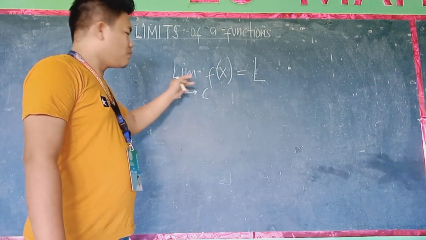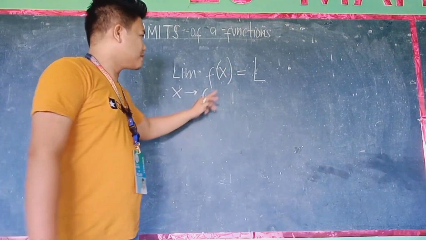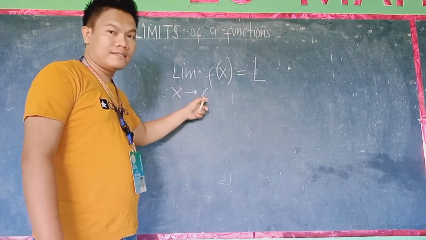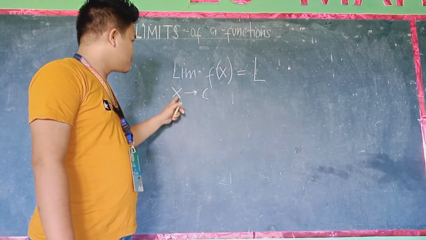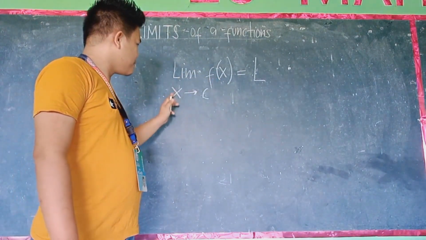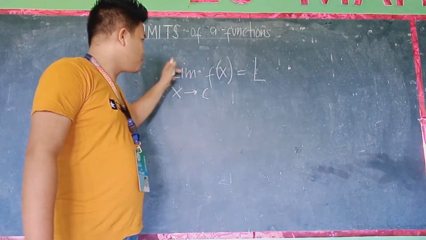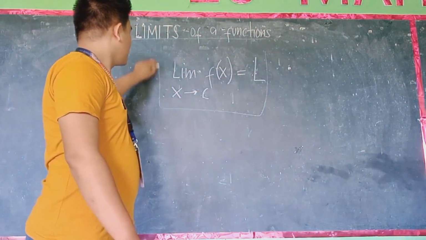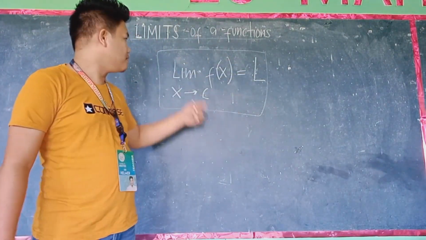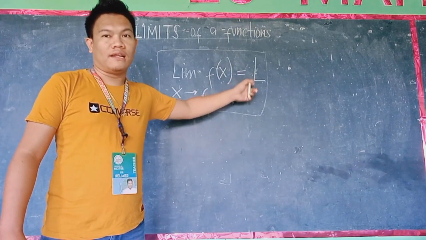The limit of a function as x approaches c is equal to L. L is the value of the function based on the value of x. So if the limit of a function f(x) as x approaches c, then that is equal to L. This is the whole formula or whole definition of the limit of a function: the limit of f(x) as x approaches c is equal to L.